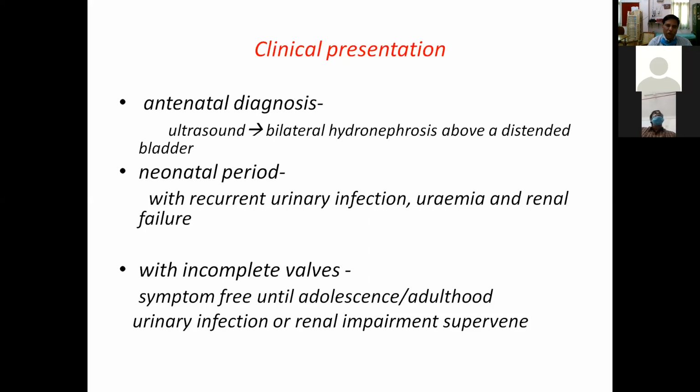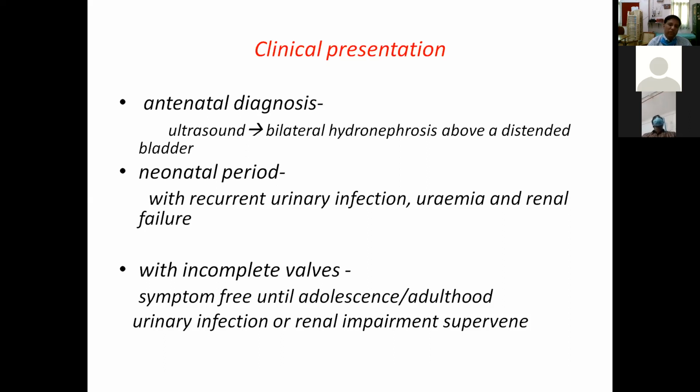When the baby is born, in the neonatal period, if they develop recurrent urinary infection, there is no reason for a child to develop urinary infection. So if a child develops urinary infection, there must be some congenital anomaly. If the child presents with recurrent urinary infection, uremia and renal failure, you must think of posterior urethral valves or other congenital anomalies. Most of them can be diagnosed in the neonatal period with good investigations.